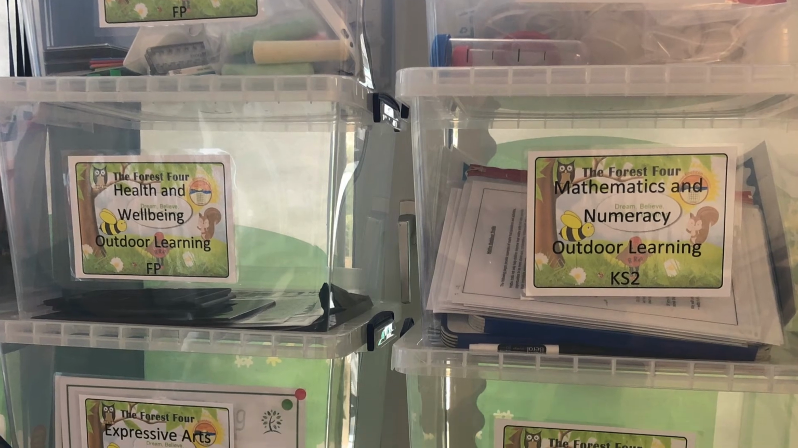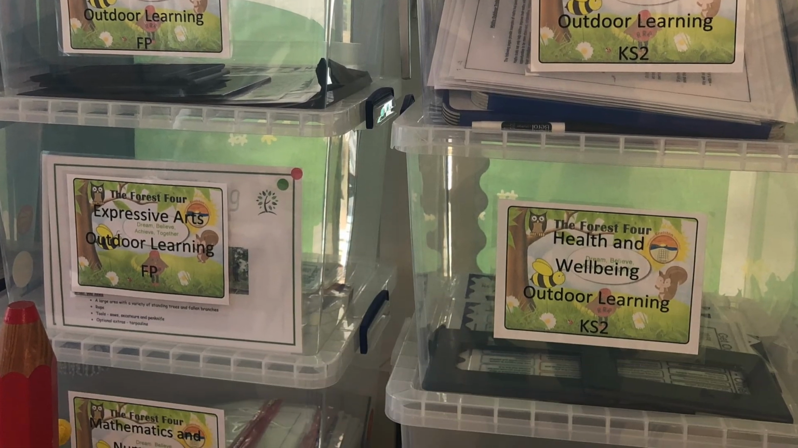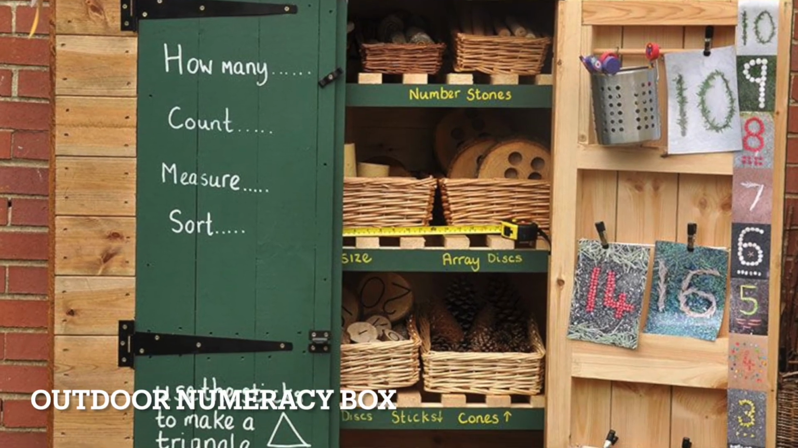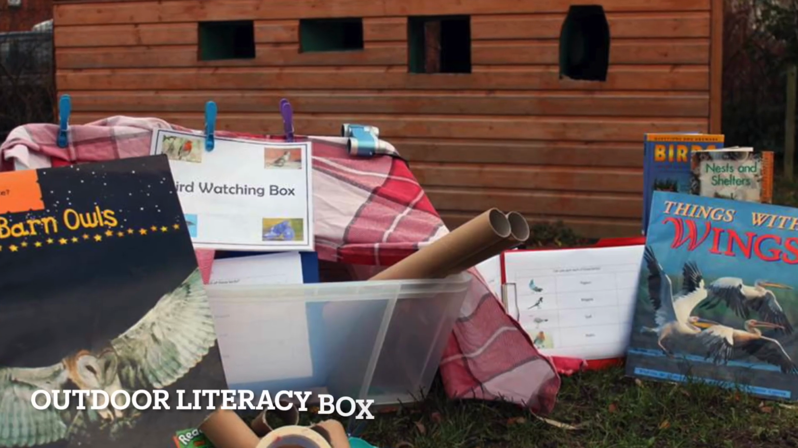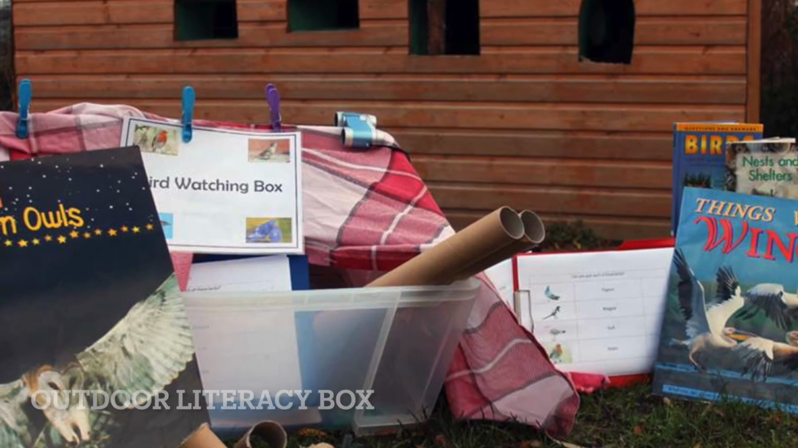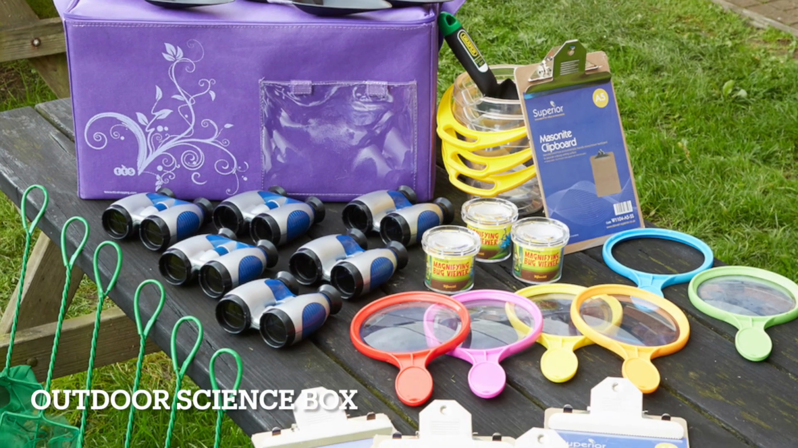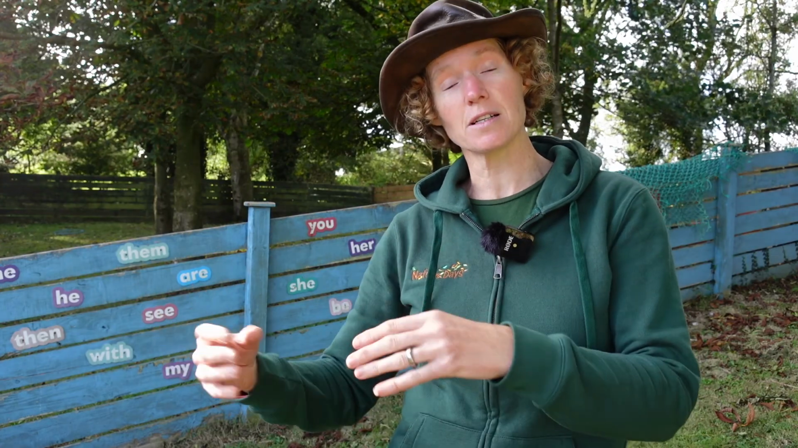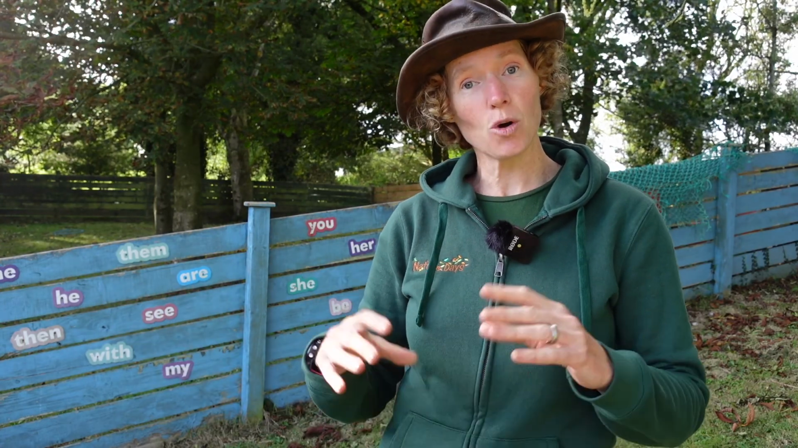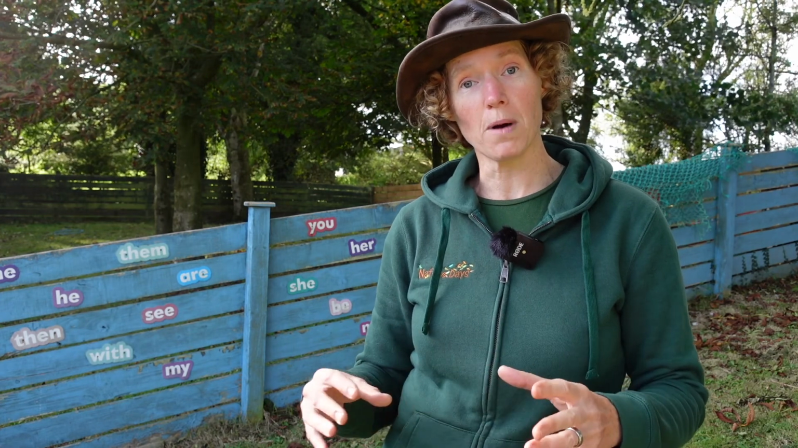You could have resource boxes, like a numeracy box, which has got tape measures and clipboards and maybe some calculators. You might have a literacy one with the books that you're working on, or some inspiration, or writing paper and clipboards. If you allow your students to be able to get the equipment they need without having to go inside and try and find it and come back again, then your outdoor learning experience will flow much better.